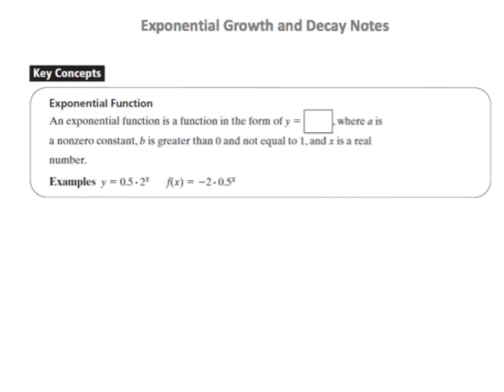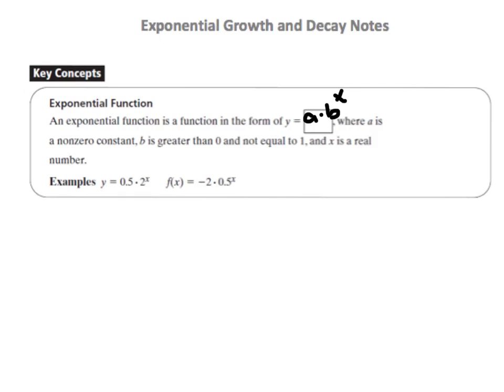Guys, today we're going to be talking about exponential growth and decay. So an exponential function is a function in the form of y equals a times b raised to the x power, where a is a non-zero constant, b is greater than 0 and not equal to 1, and x is a real number. So here are a few examples for you.